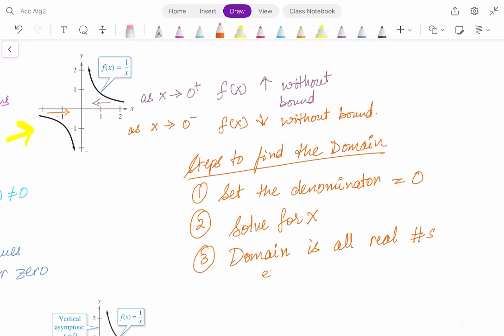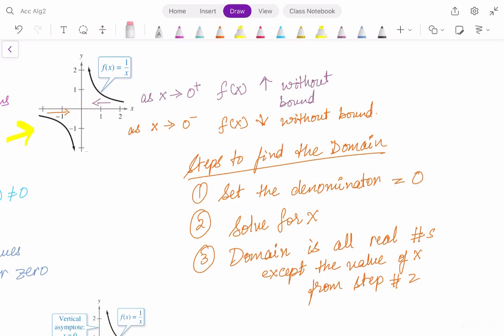Keeping these 3 steps in mind, the domain will always be accurate. For the rational function, eventually we will do the graphing of the rational function, and for graphing, again, you need to find the domain. Okay, now let's move forward.